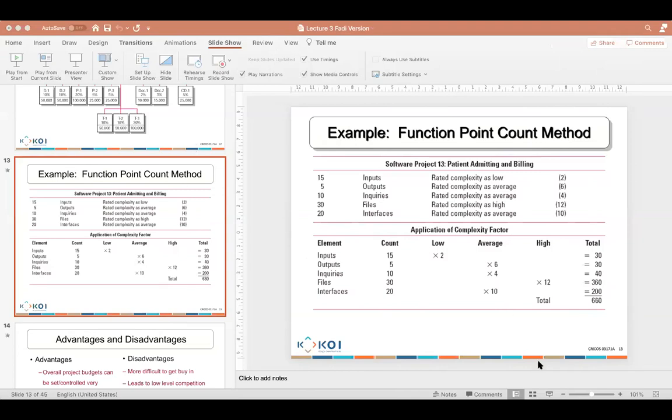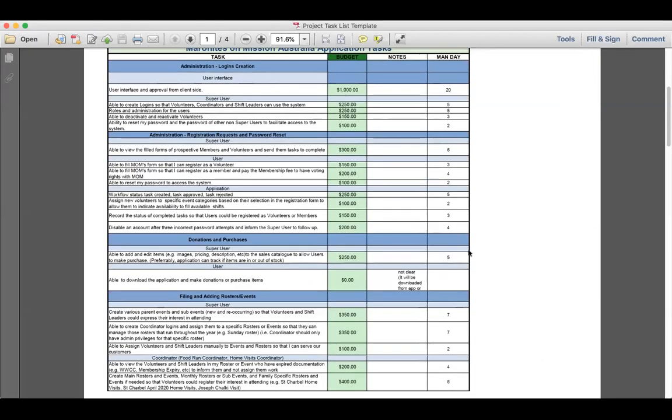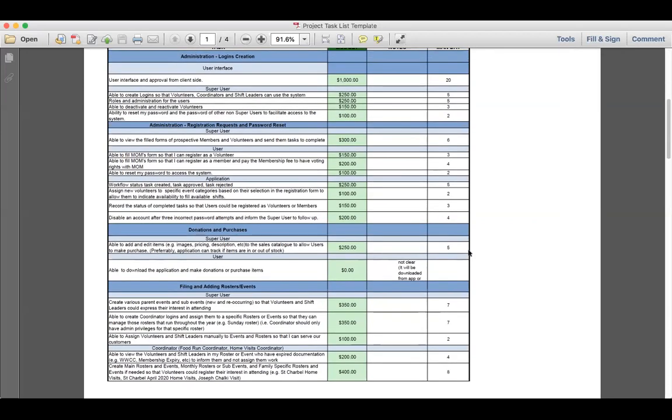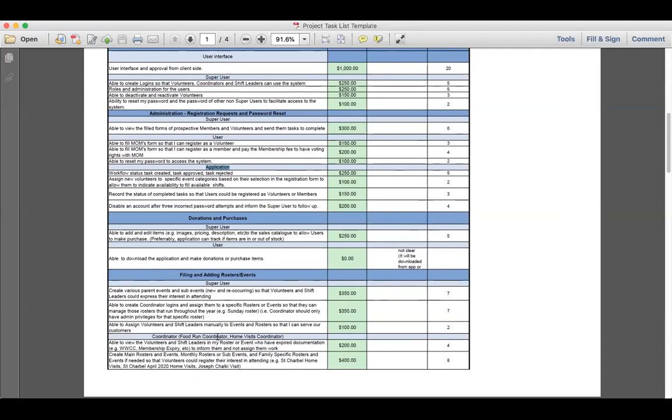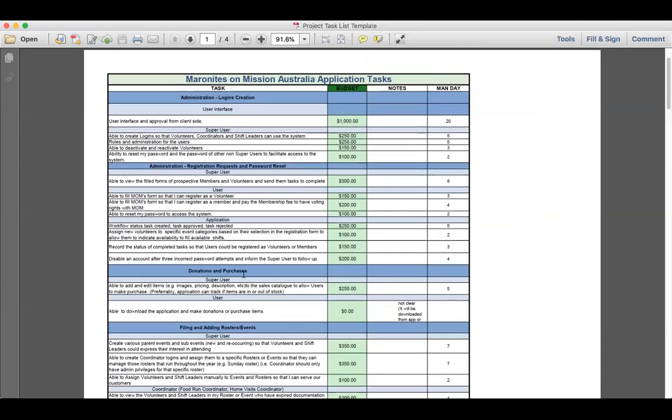have a look at this screen. That's a project that one person basically gave a quote. It's an application that is going to be delivered for a charity. The way that people looked at it is they look at what are we trying to deliver? User interface, we're going to create it, the super user, the application, the coordinator, there's all of these people. You go, there's a user. You go and see that I want to be able to create a login so that volunteers, coordinators, and shift leaders can use the system.